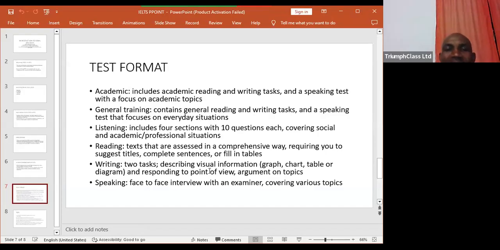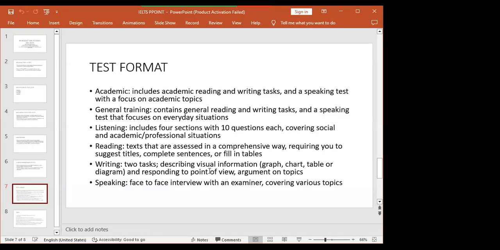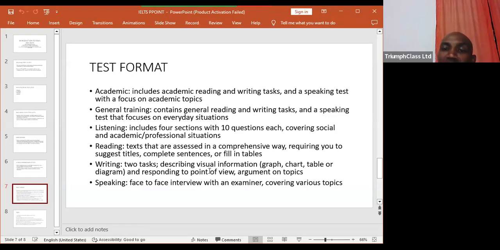Yeah. So the reading aspect has texts that are assessed in a comprehensive way, requiring you to suggest titles, complete sentences, or fill in tables. So here, you read the text. They are simple passages, not so difficult. They are comprehension texts. So they check your understanding of a text. They check whether you have understood what the passage is about.